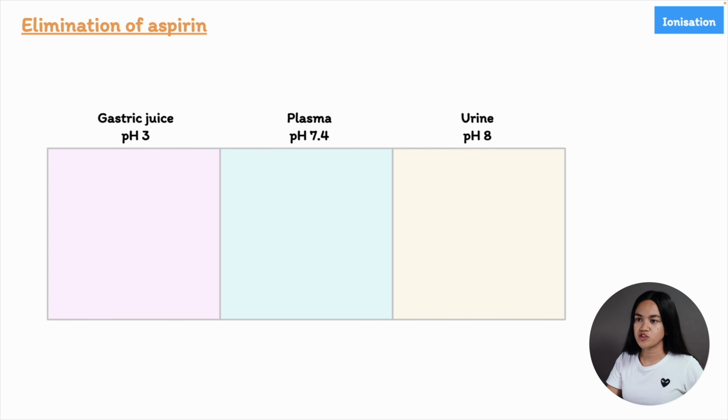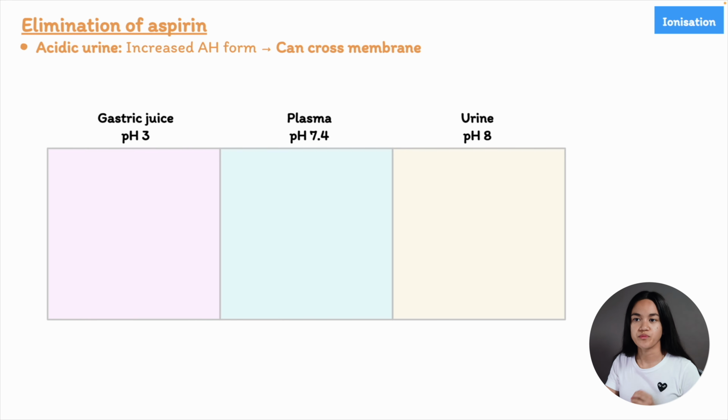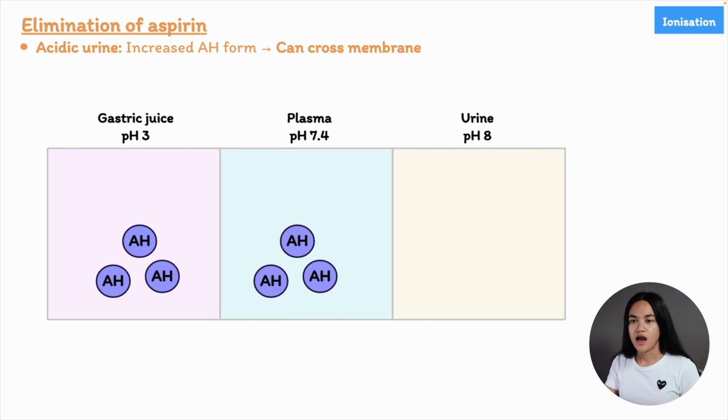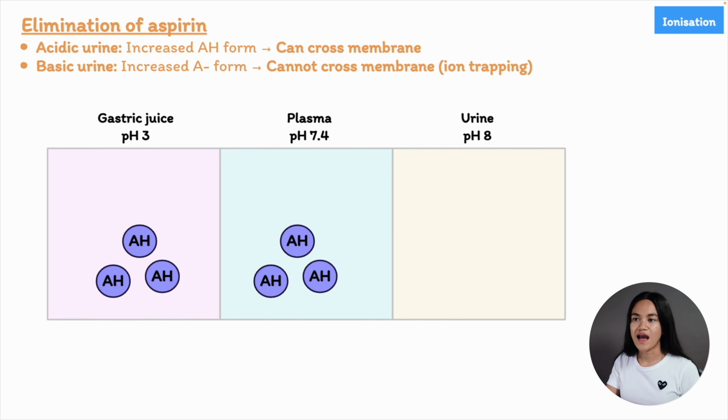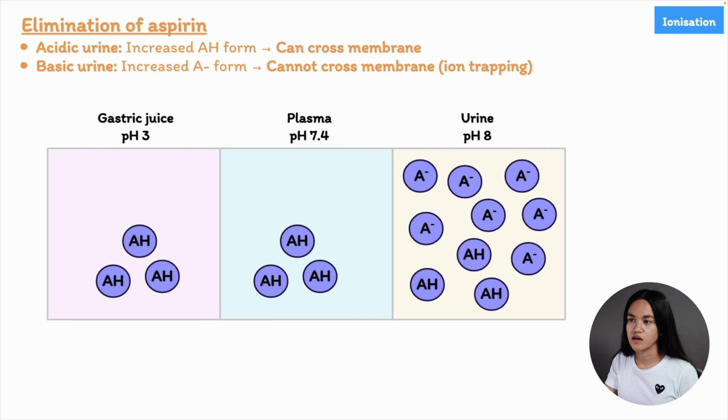And second, let's determine which substance would enhance aspirin elimination through the kidneys. We have sodium bicarbonate, which is a base, and also orange juice, an acid. In acidic urine, more aspirin will be in its uncharged protonated form, making it neutral. Okay? However, in basic urine, more aspirin will be in its charged form, A- form, this negative charge here.